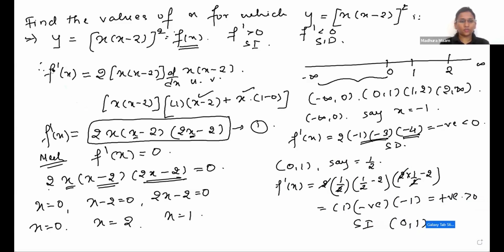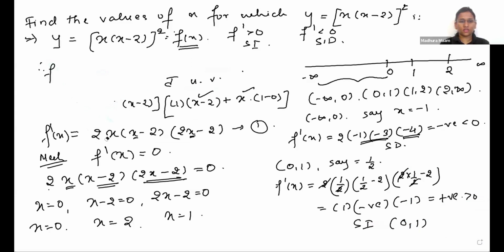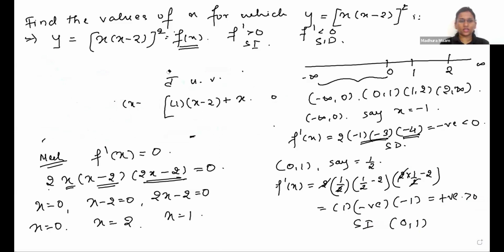So now we have got 1 increasing interval. How many intervals are still remaining? Still 2 are remaining. What is the next one?